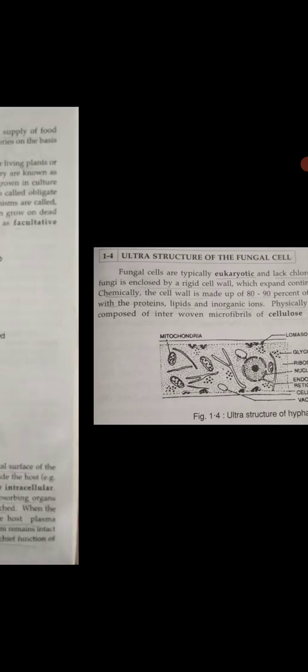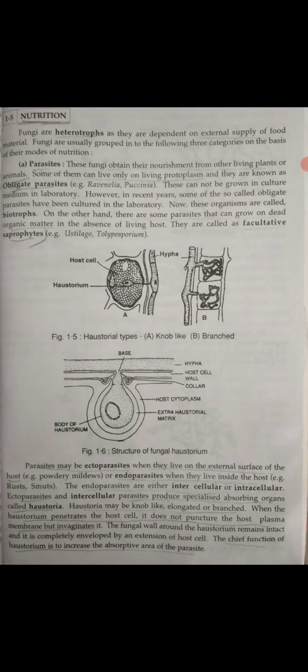Moving to the next topic, that is nutrition. When we observe nutrition, fungi are heterotrophs. So they depend on others for the supply of food materials, on other animals or other plants. That's why they are grouped into three types: parasites, saprophytes, and symbiotes. These three words we are already aware of.